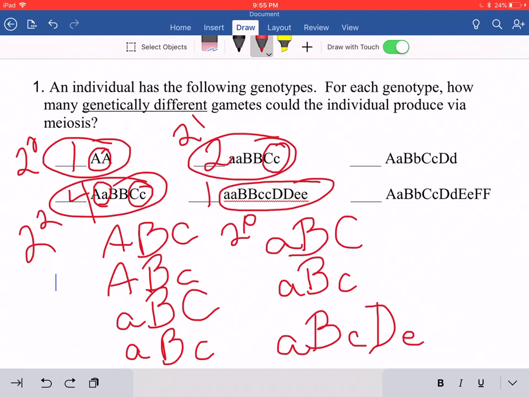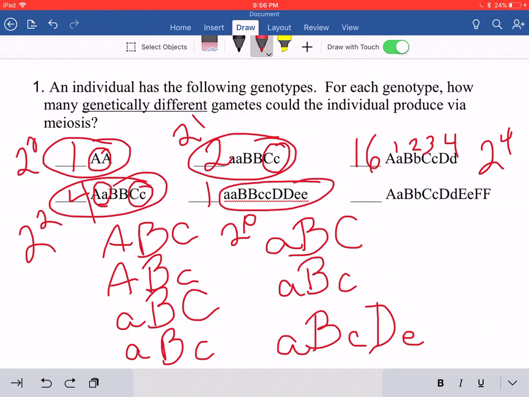So now let's take a look at these last two questions, which get a little bit more complex. So how many total gene pairs have that heterozygote condition? So we have 1 for the A's, 2 for the B's, 3 for the C's, and 4 for the D's. So we have 2 to the 4, which is 16. So this individual could create 16 genetically different gametes.